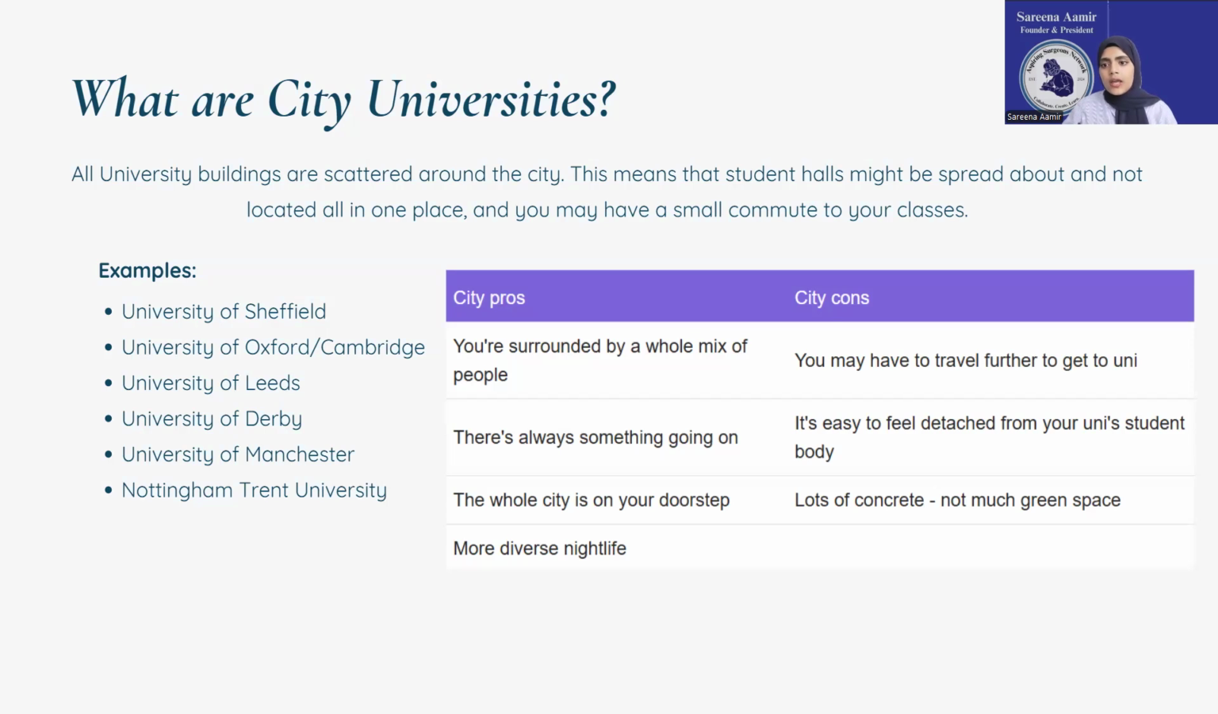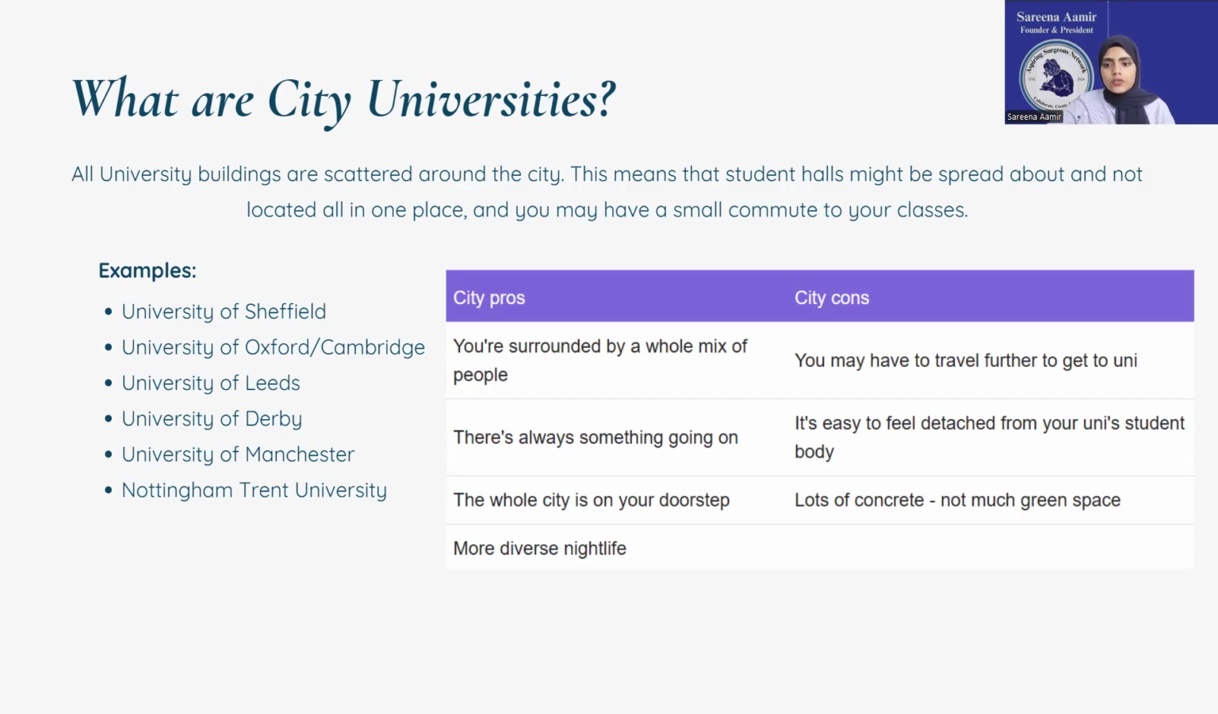Some cons and disadvantages are that you may have to travel further to get to uni. So maybe one of your classes is a bit far away from where you are right now. So you will have to keep in mind the travel expenses and what routes you travel from. And it's also easy to feel detached from your university student body, because you'll be in a city basically. And this might actually help you develop a sense of what it would be like when you commute to work in the future.